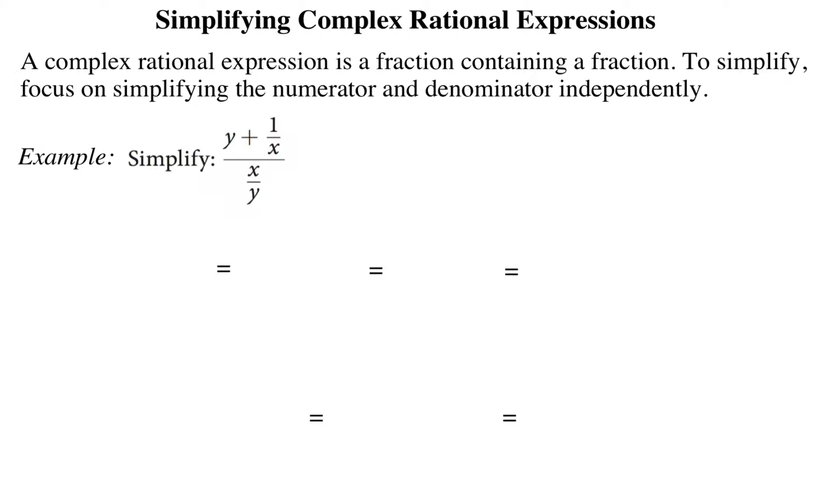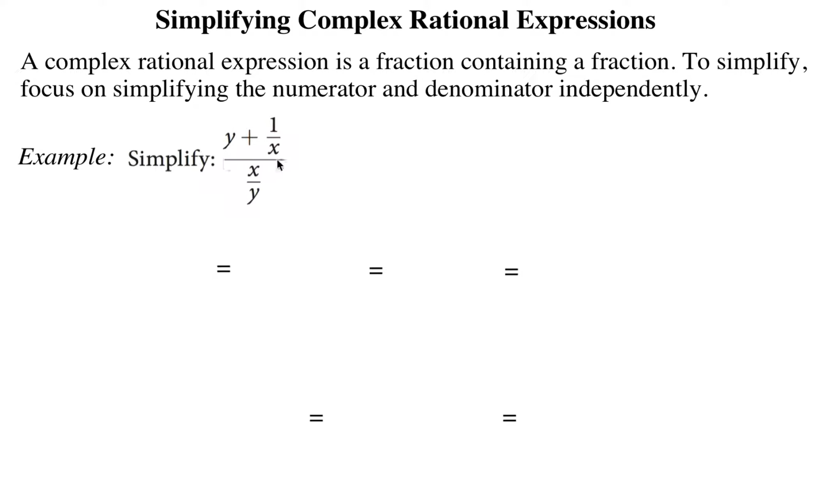So, simplifying complex rational expressions. Okay, a complex rational expression is basically just a fraction with a fraction in it. So what we're going to do to simplify these is we're going to focus on either the numerator or the denominator first and get that simplified. And then we're going to end up changing our division to multiplication and flipping the denominator.